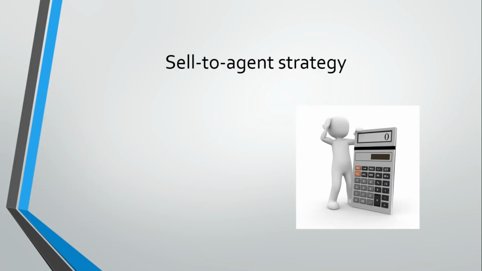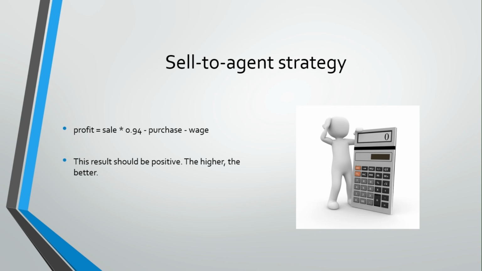The point of this strategy is to make profit, so you should make the best profit you can. In order to calculate your profit, you should use this simple equation. It will be your sale price times 0.94 to deduct the 6% tax, minus the price you paid when you bought the player, minus the wage, which is his wage times the number of weeks you kept him in your club. This result for the profit, obviously, should be positive, otherwise you're getting a loss, not a profit. And the higher the better. The more profit you make, the better.